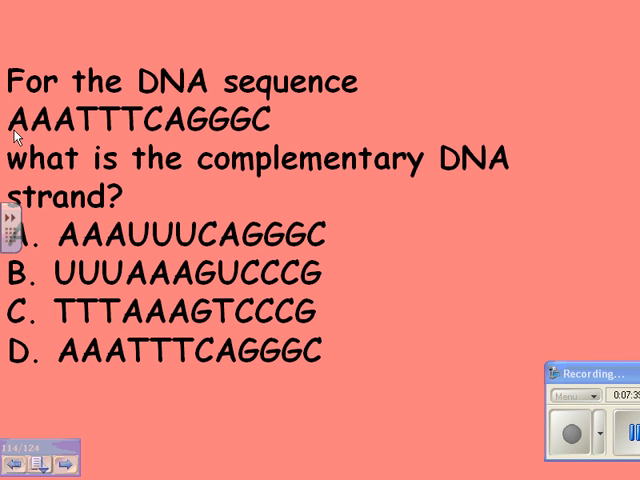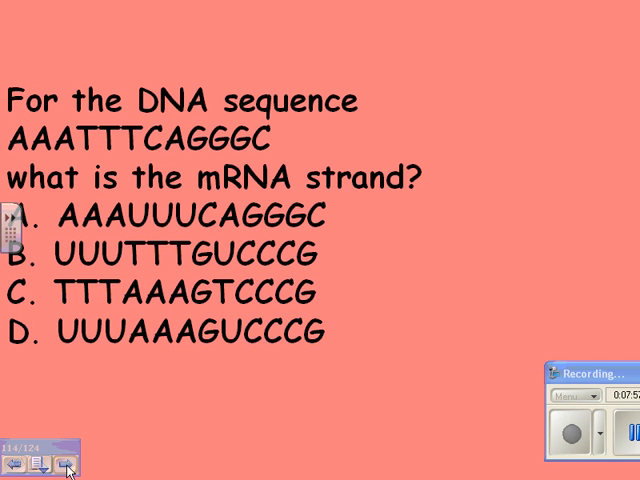For the DNA sequence AAA, TTT, and so on, what's the complementary DNA strand? Okay, if it's DNA, I can cross out anything with U's. So now I have to look at this. Opposite of AAA is TTT. I can already tell it's that one. And of course, you should go through and double check, but that's how I would do this one.